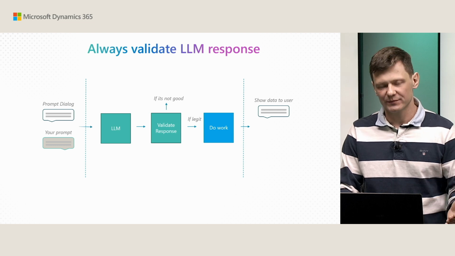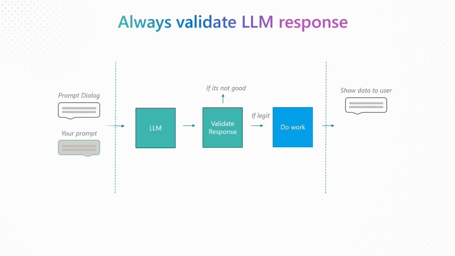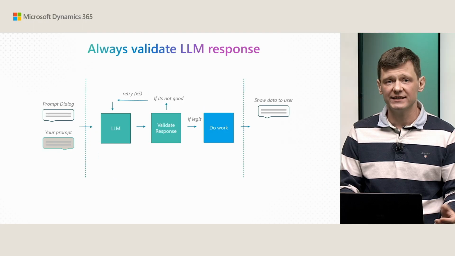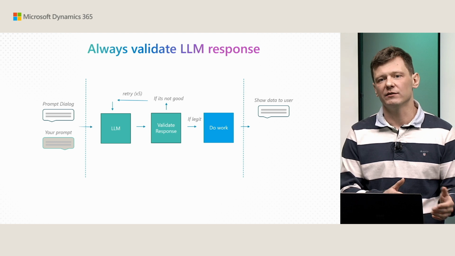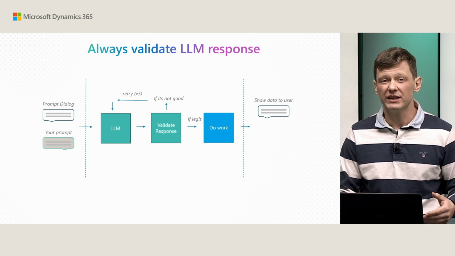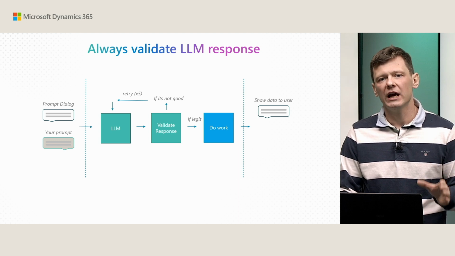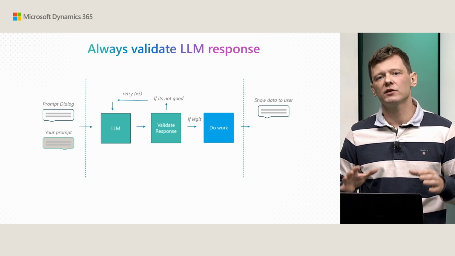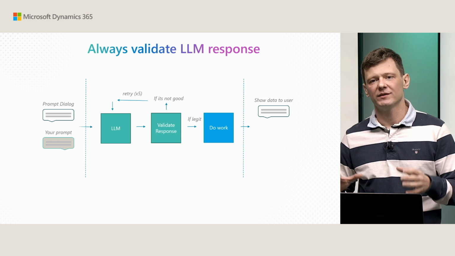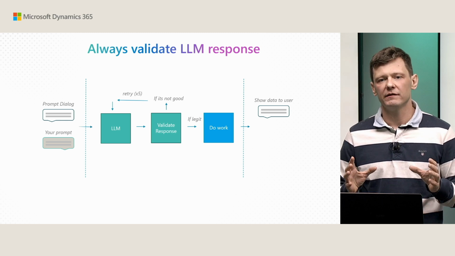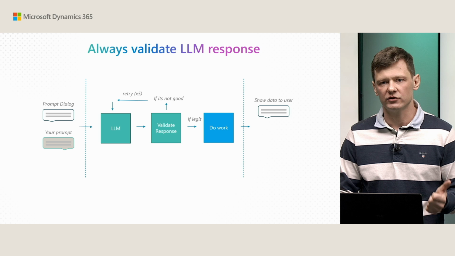But if it's not good, if it's not grounded, if you have a suspicion it's hallucinating or fabricating, you can simply try again. And sometimes you just say, try again, and it will work. Sometimes you need to provide much more instructions. But it's the core idea. We never surface any LLM response from a system to the user unless we verified they're grounded and they're true.